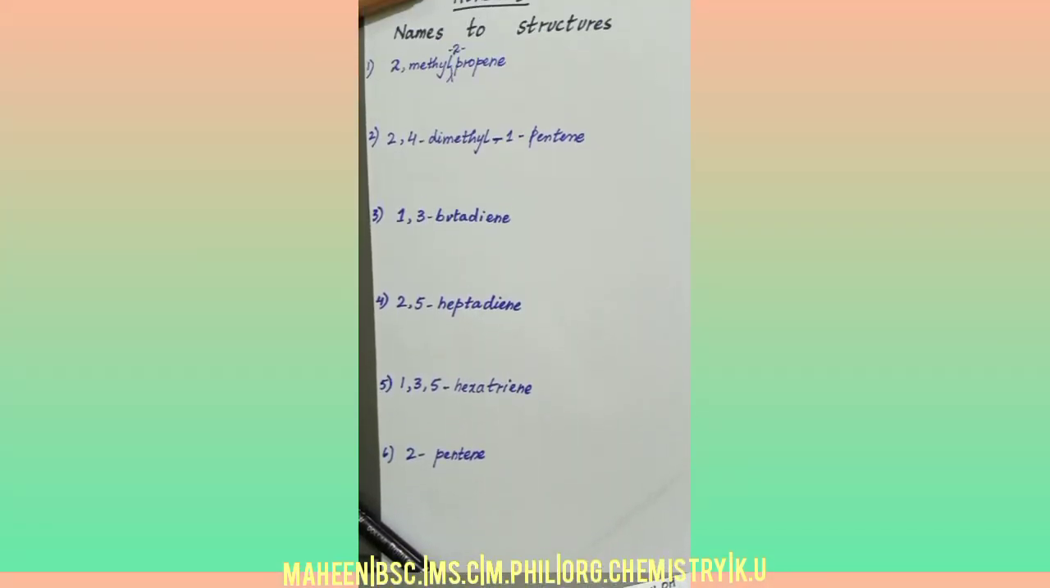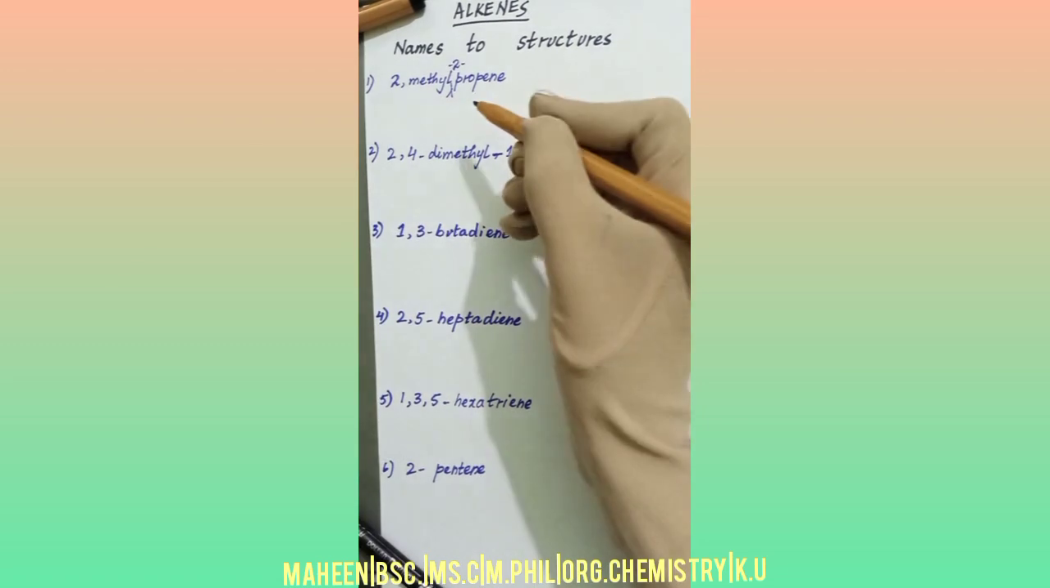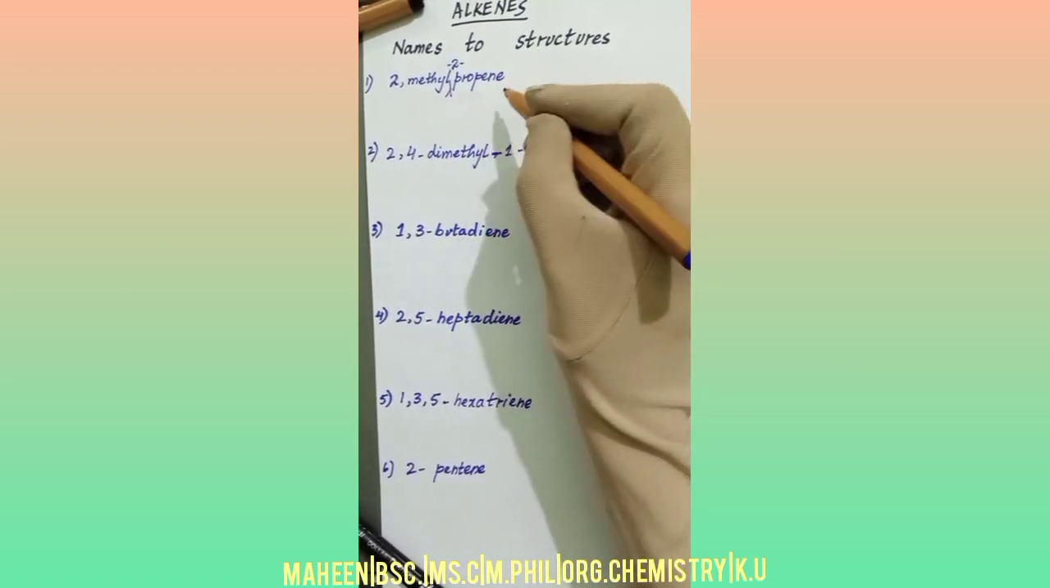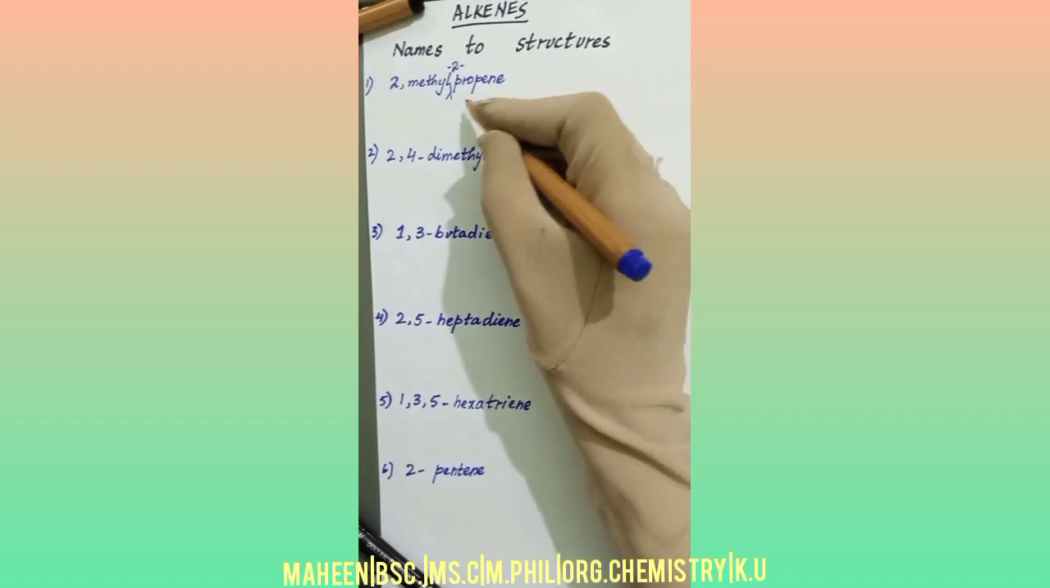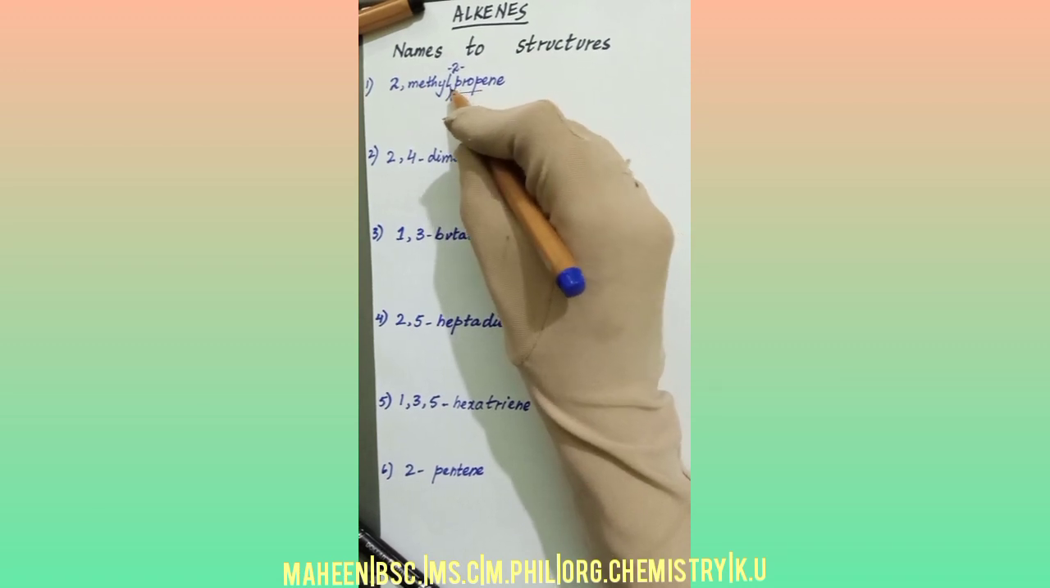So in the last lecture we have done alkenes nomenclature according to the IUPAC system, in which we have done the nomenclature from structures to names, and now we are going to name them from names to the structure. Basically we have here 2-methyl 2-propene. When we go from name to structure, we know that we first look at this end part.